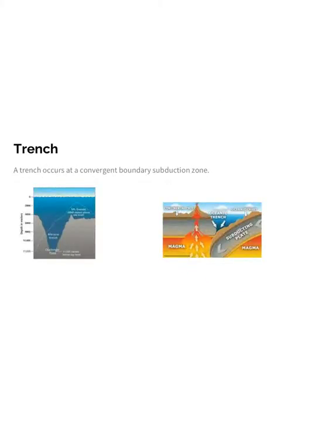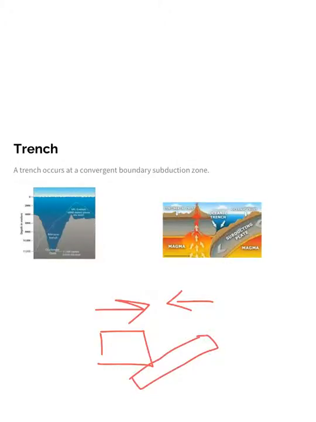The trenches, as we were talking about earlier, form at a convergent boundary. At these convergent boundaries, you have one plate going underneath another plate. This will form your trench in the middle. This is a subduction zone, where it goes under. Sub means go under. That is your subduction zone.